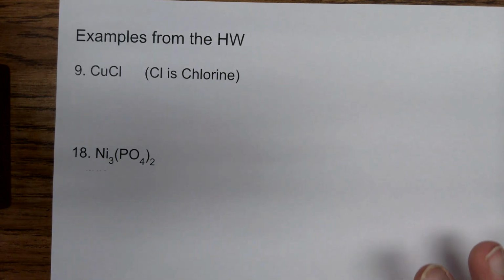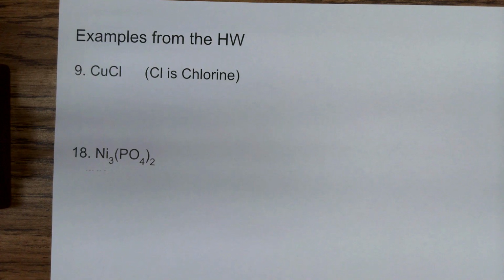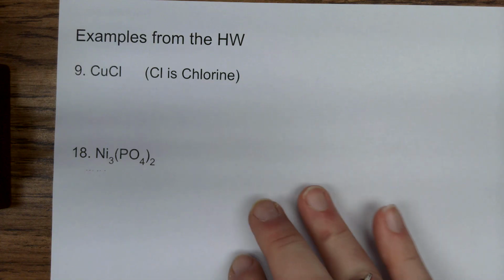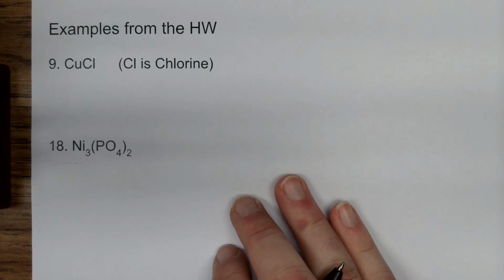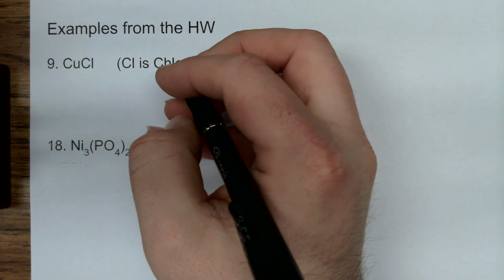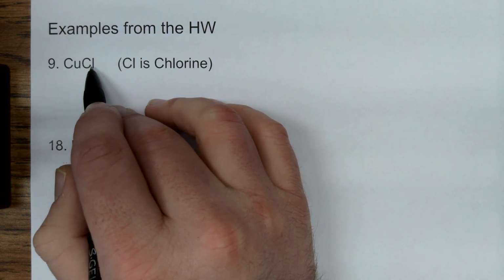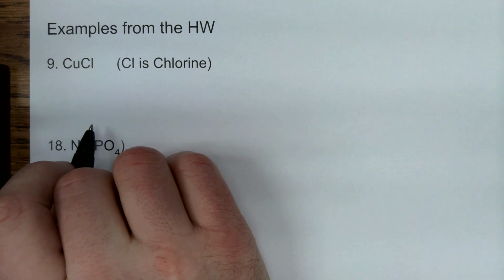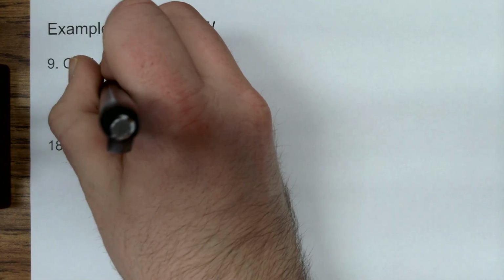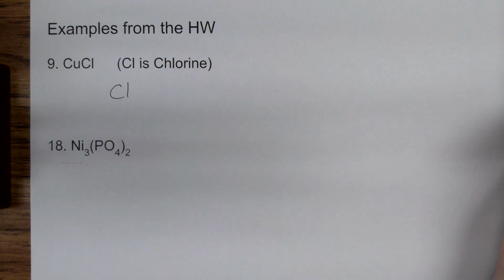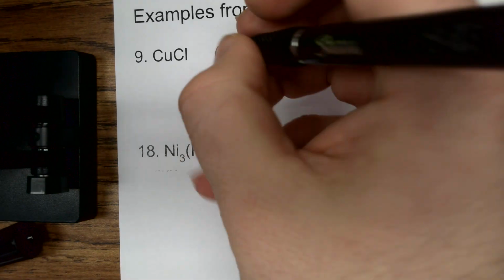Now we can focus on the homework. So I'm looking at 2 questions on the homework, question number 9 and question number 18. So my Cl represents chlorine. What is my anion here? Is it the copper or the chlorine? The anion, the negative charge. Chlorine. What's the charge for chlorine? Yeah, -1, right?